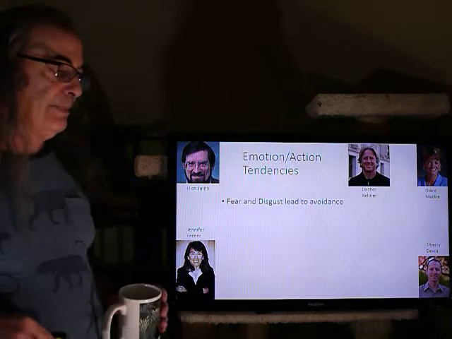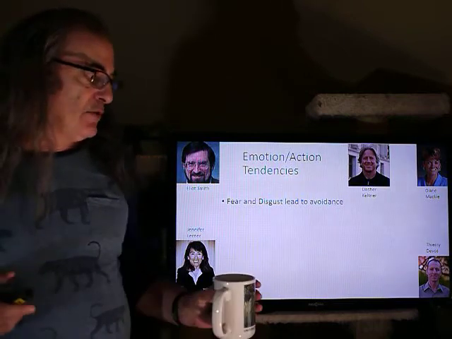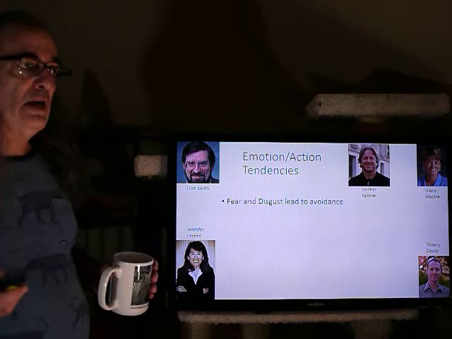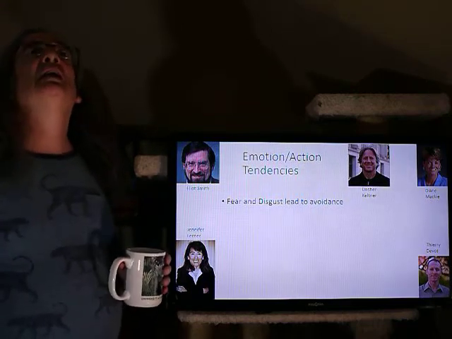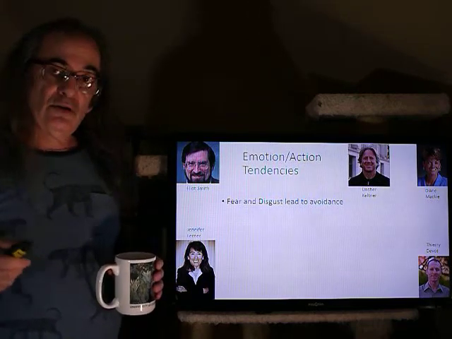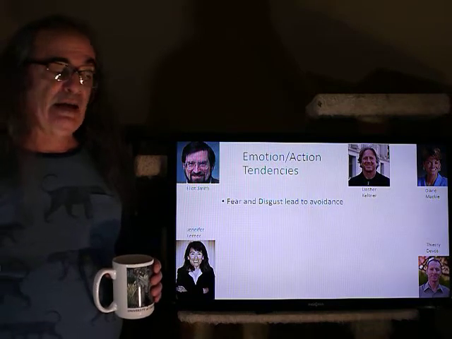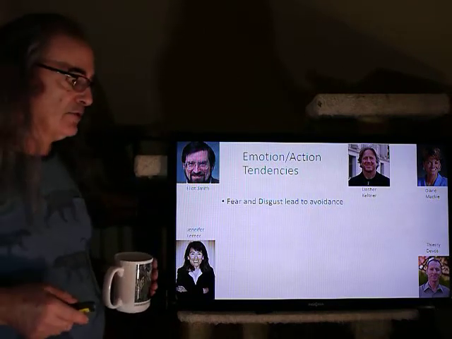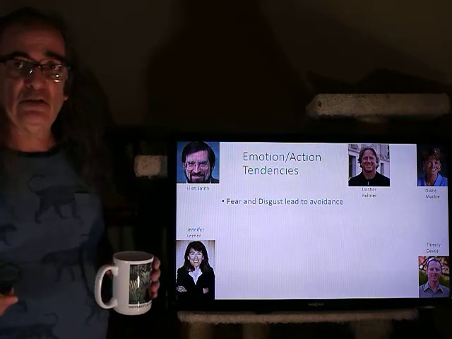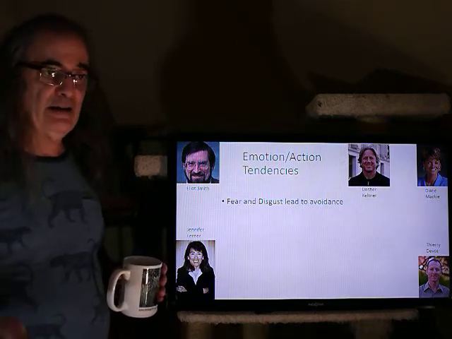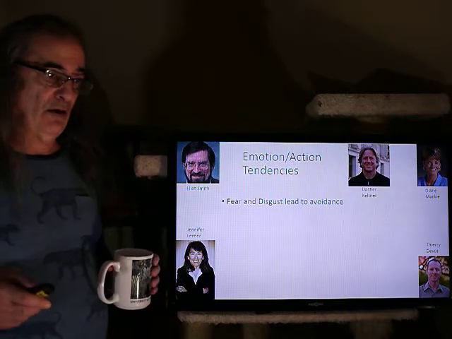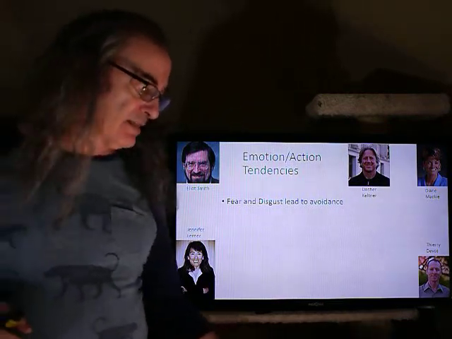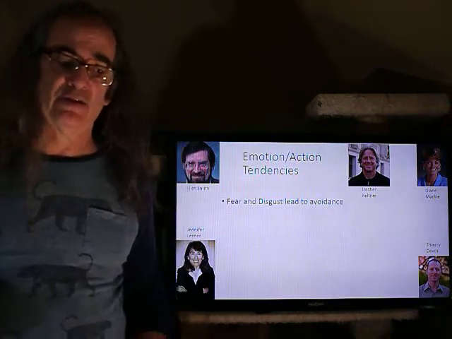Regardless, what do we know? If we want to approach the idea of emotion-action tendencies, what we're talking about now is we're not going to use terms like positive and negative emotions. We're going to use avoidance and approach basically as the language to describe or categorize emotions. Fear and disgust lead to avoidance. That's pretty simple. If I'm afraid, I might want to back off or somehow run away. If I'm disgusted, then in fact that causes an avoidant reaction as well.